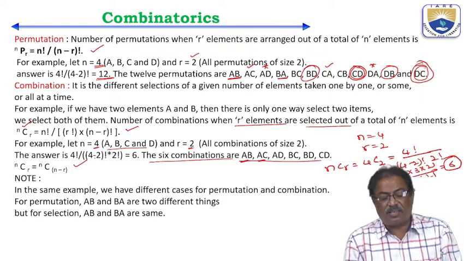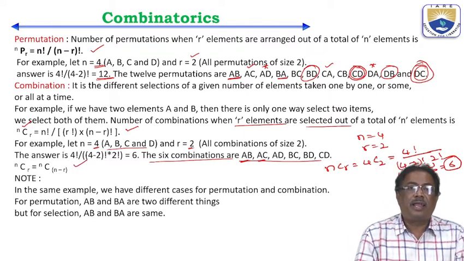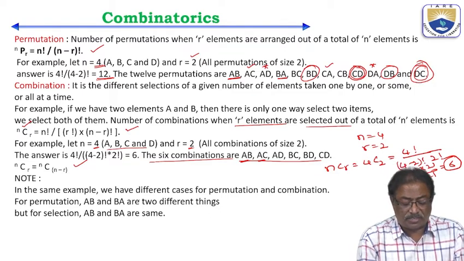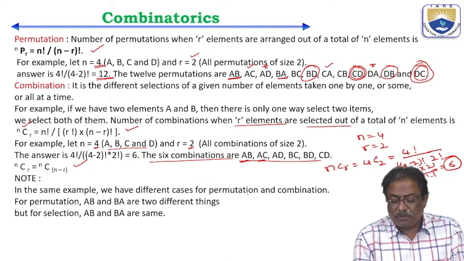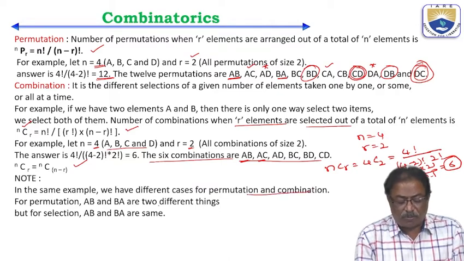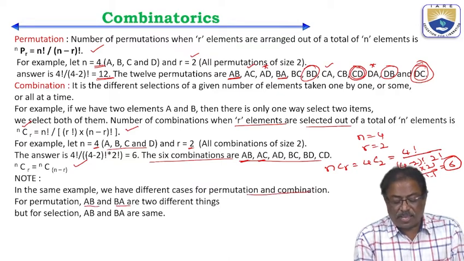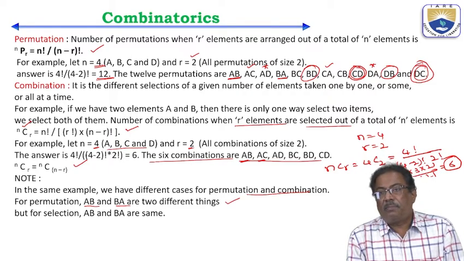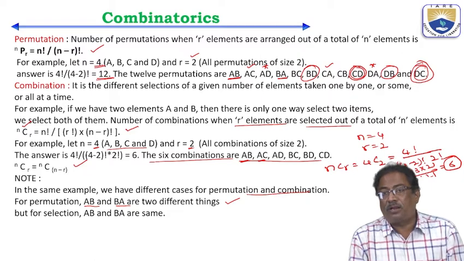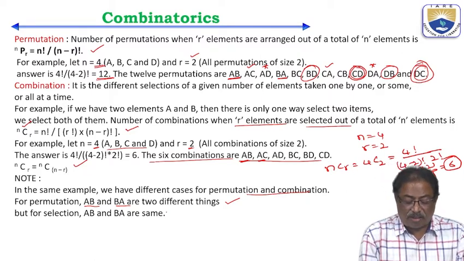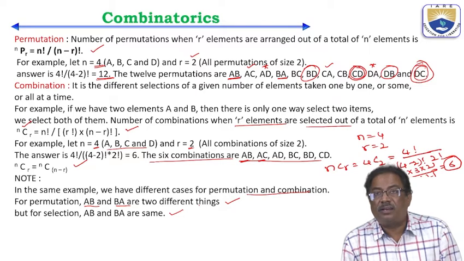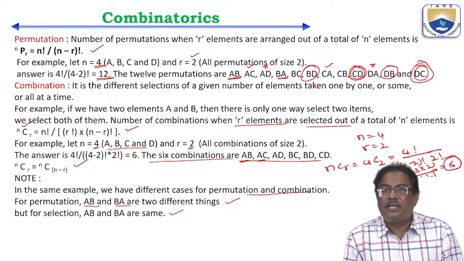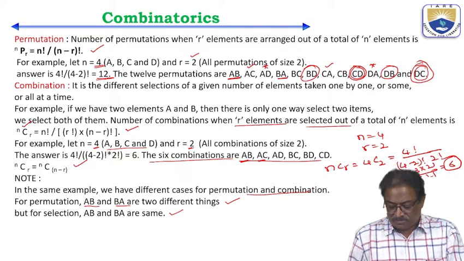So nCr is equal to nC(n minus r), n minus r I am taking. So in the above permutations and combinations, for permutation, AB and BA are two different things. Whereas in the combination, AB and BA are the same. AC and CA are the same. DB and BD are the same. Like that.